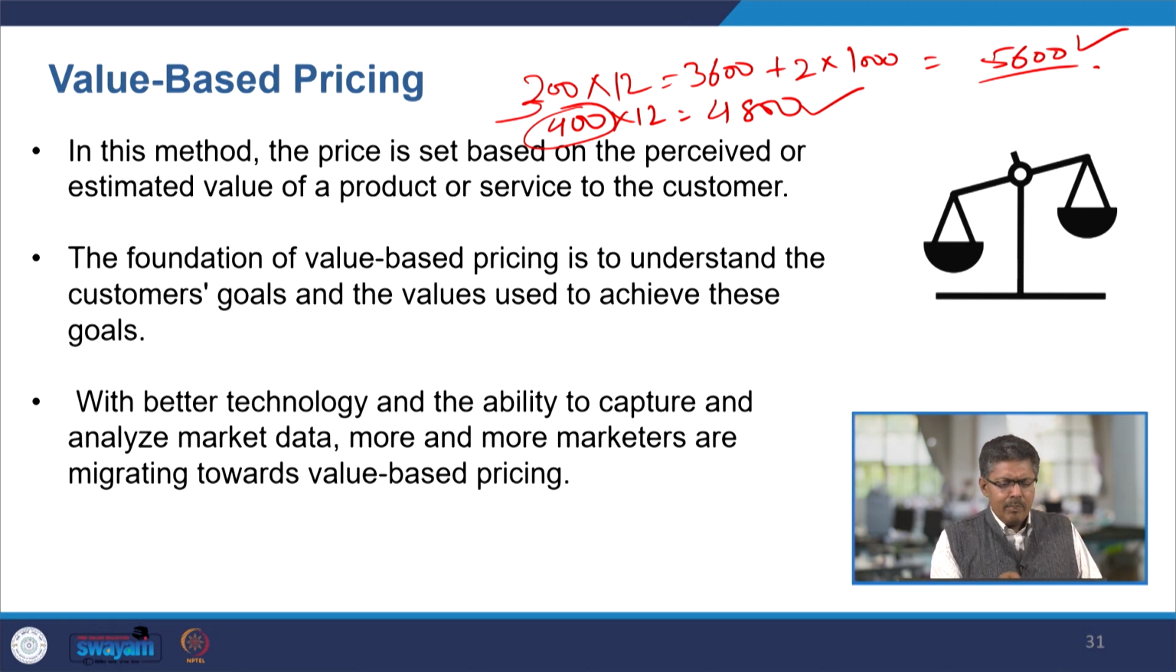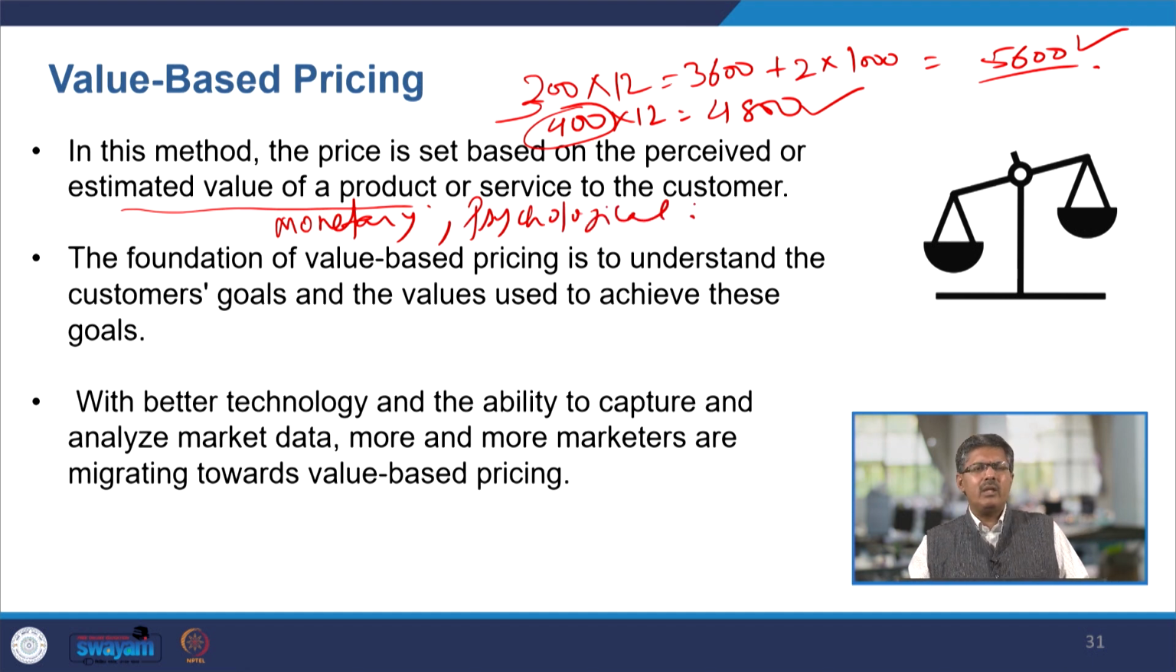So, in this method the price is set based on the perceived or estimated value, and remember one more thing: when you talk about value, there are 2 types of value we are talking about. One is the monetary value that we calculated here, 4800, 5600 or 6000, whatever it is. The other is the psychological value.